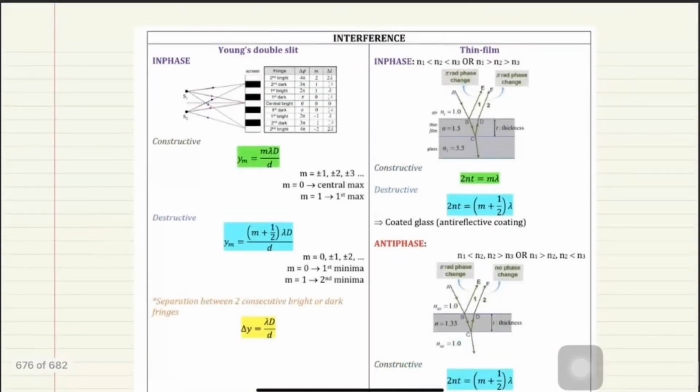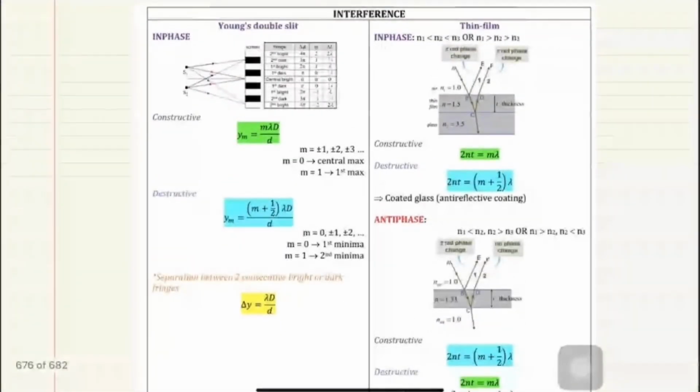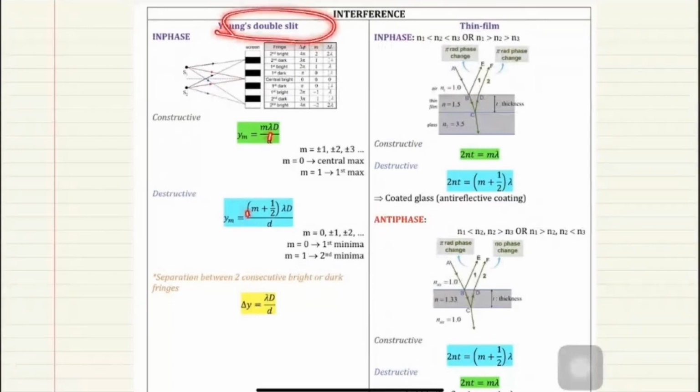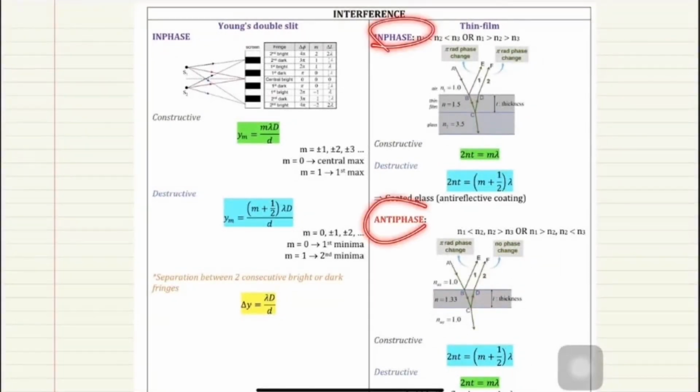Okay, so this is more detailed explanation. For the double slit, you have 2 formulas. And then you have another formula to explain the diffraction, interference pattern. So the double slit is actually interference, and then we have thin films. Like I told you before, you have in phase and anti-phase. And this one, the formula depends on whether it's constructive or destructive.